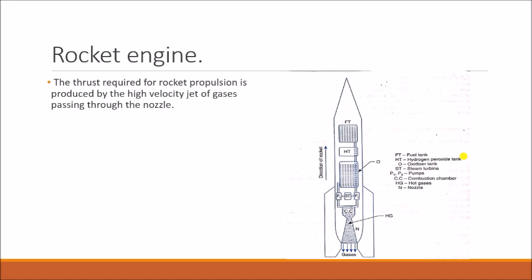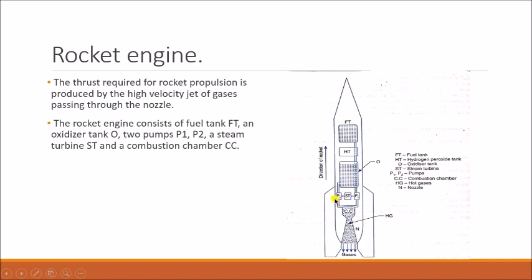So the thrust required for the rocket propulsion is produced by a high velocity jet of gases passing through the nozzle. You can see here there is a nozzle. So whatever thrust is required for the propulsion of this whole rocket is provided by what? A high velocity jet of gases passing through this nozzle. Clear?